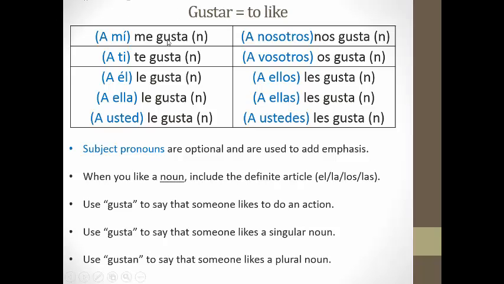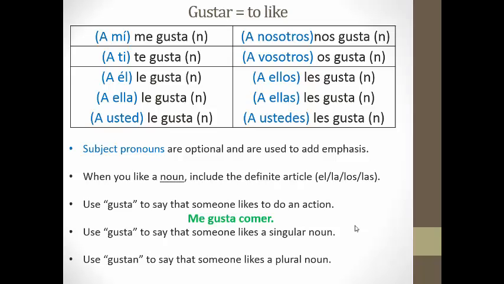Okay, so many people call this a backwards verb because when you say, me gusta leer, I like to read, you're actually saying reading is pleasing to me. That's why it's a backwards verb. That's why you have gusta or gustan as your only options, and you can't conjugate as o, as, a, amos, an.